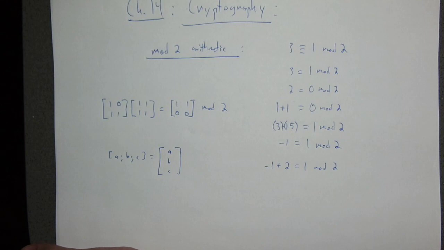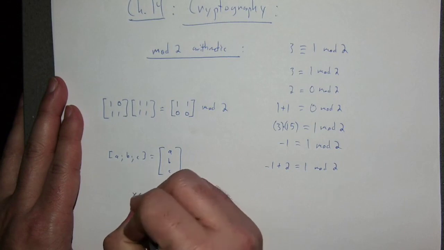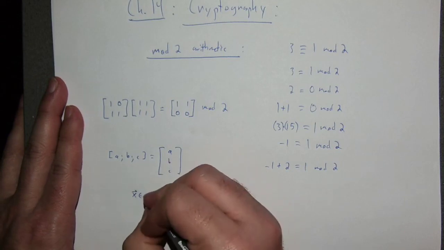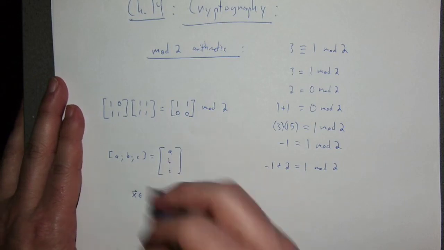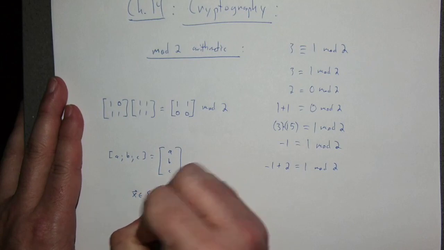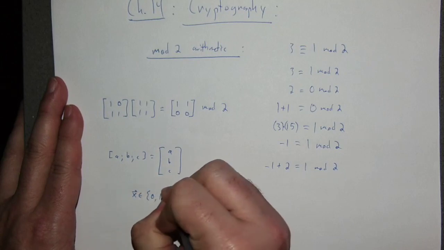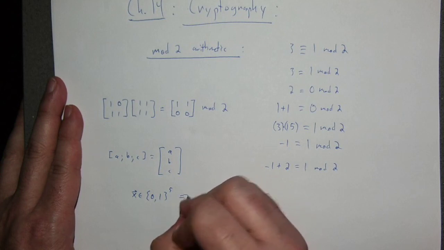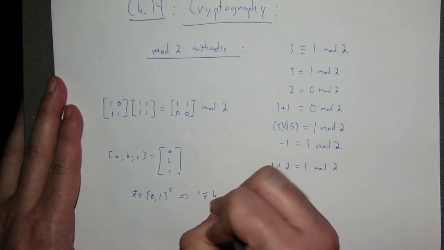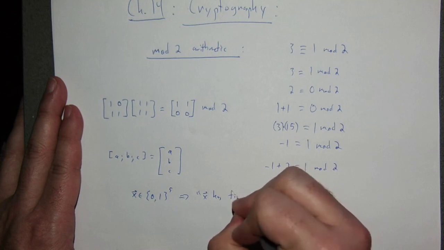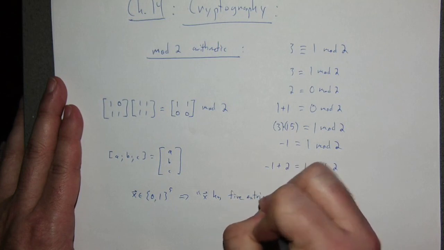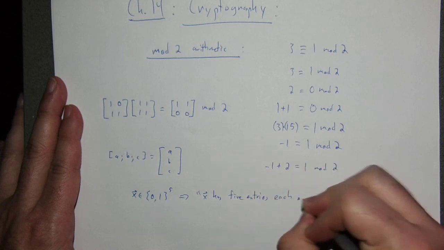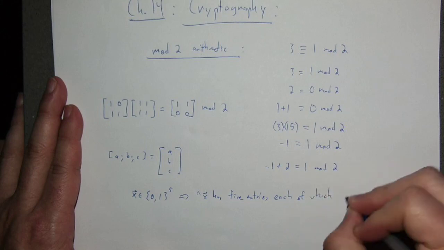For instance, if you have a 5-entry vector, you'd say the vector x is in the set {0, 1} to the 5th. This means that x has 5 entries, each of which is either 0 or 1.